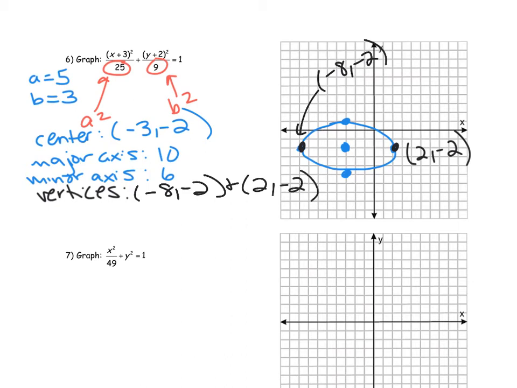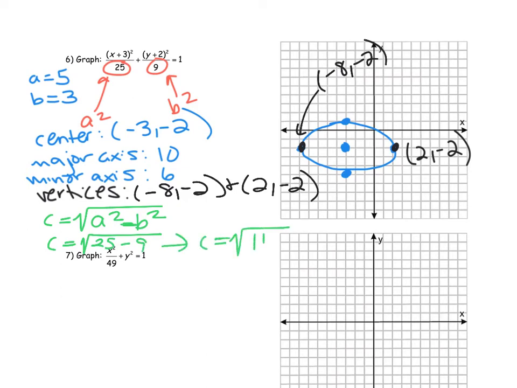Now we also need to come up with what the length is for the focus. So the length of the focus, remember, is c equals the square root of a squared minus b squared. And we have c is equal to the square root of 25 minus 9. And 25 minus 9 is 16. So I have the square root of 16. And, ooh, this one worked out nice. So the length of the focus is 4. So I'm going to travel 4 units to the right from the center.